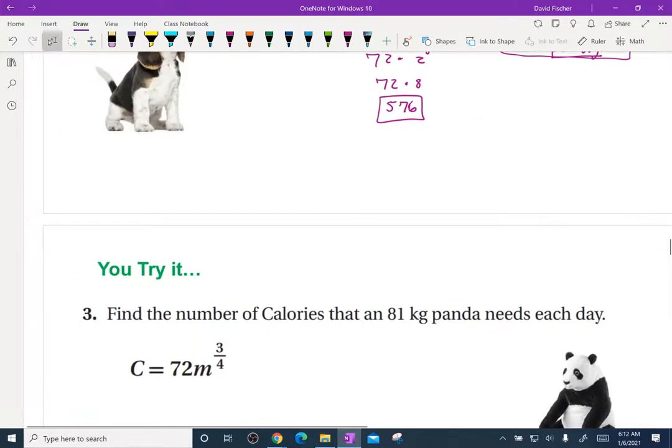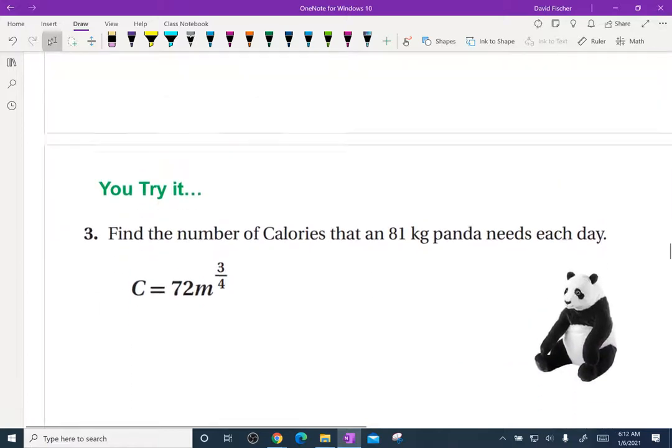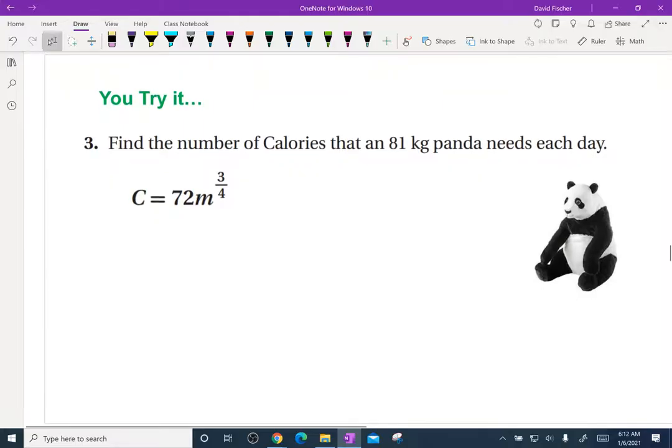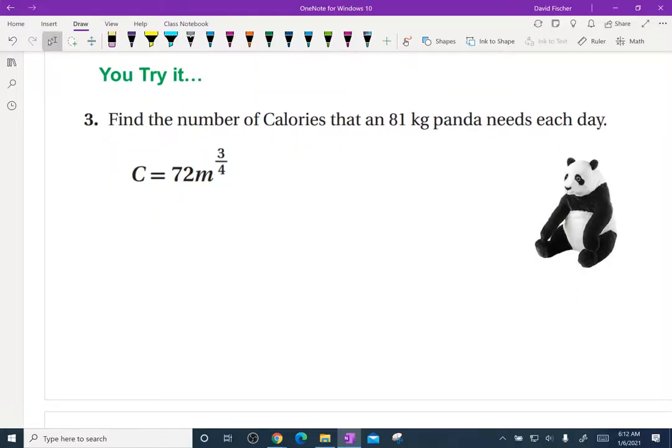They had pandas at the zoo there, and so same formula. Notice it's the same formula, 72 m to the 3/4. So in science and veterinary and all those kinds of occupations, you're going to use this formula. So the panda weighs 81 kilograms. So go ahead and plug that one in and do all your work, and let's see if we got a good answer.